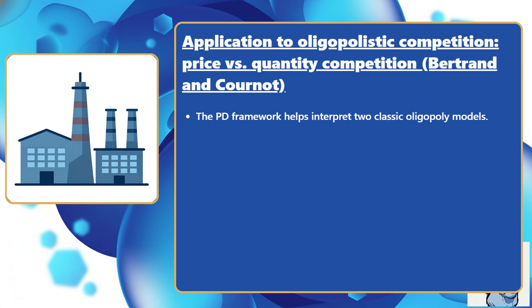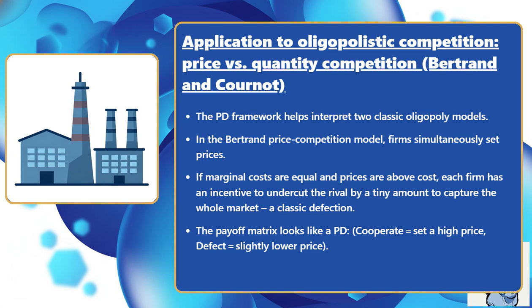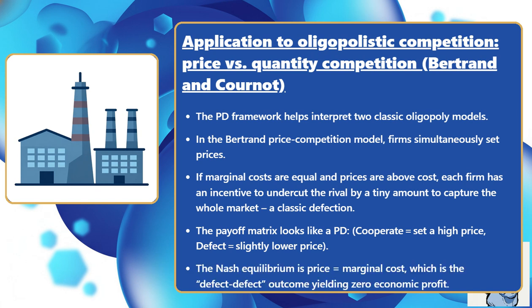The PD framework helps interpret two classic oligopoly models. In the Bertrand price competition model, firms simultaneously set prices. If marginal costs are equal and prices are above cost, each firm has an incentive to undercut the rival by a tiny amount to capture the whole market, a classic defection. The payoff matrix looks like a PD. Cooperate equals set a high price, defect equals slightly lower price. The Nash equilibrium is price equals marginal cost, which is the defect outcome yielding 0 economic profit.